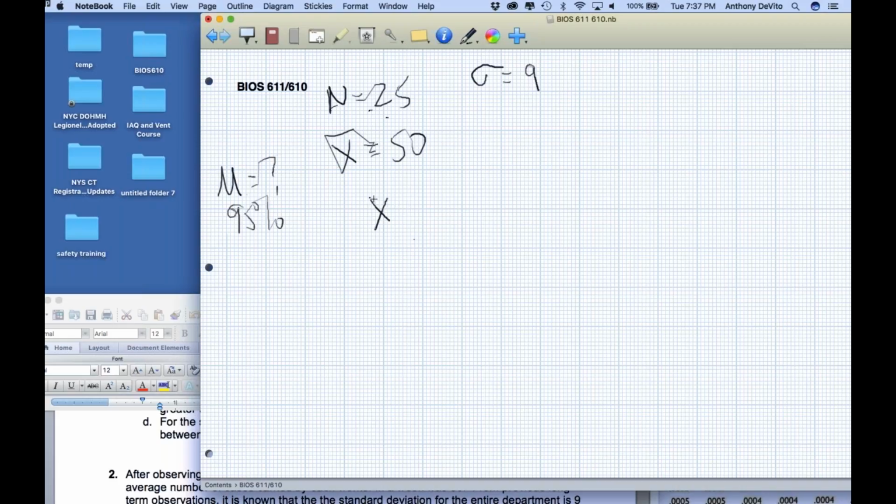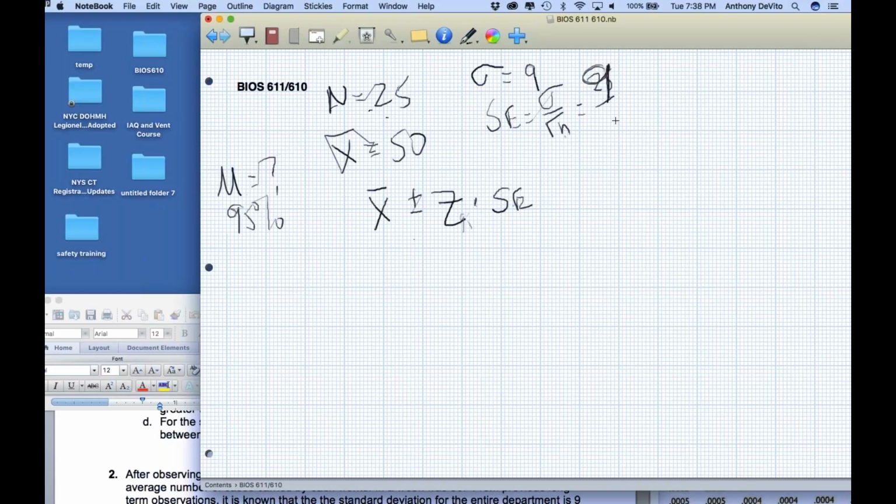Well, X bar plus or minus the z-score for 95% confidence, times the standard error. Now, what is the standard error equal to? The standard error is equal to sigma over the square root of n. That standard error is the standard deviation of samples of size 25 with that mean. So that's going to be equal to 9 divided by the square root of the sample size.